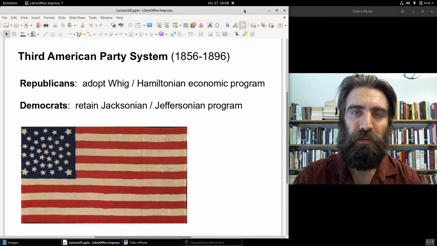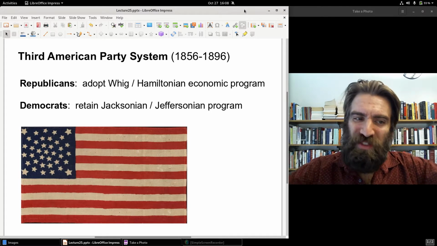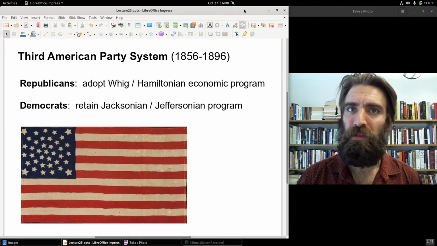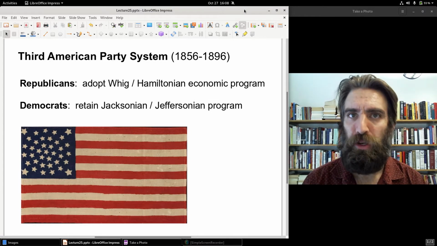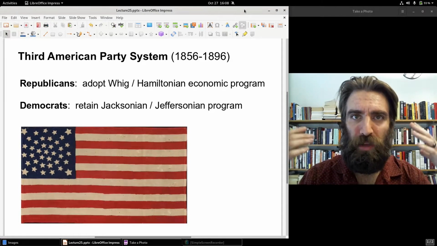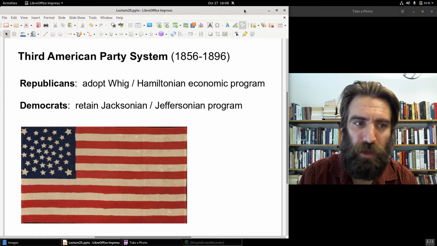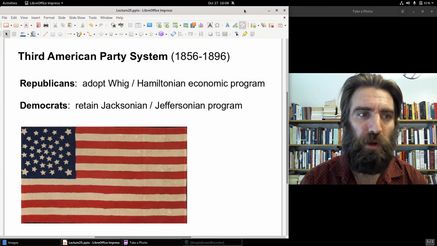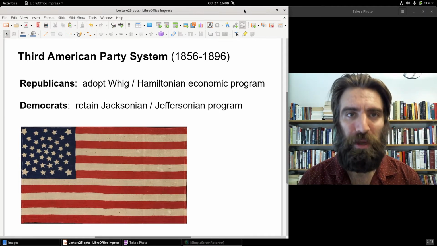All right, in 1856, the Whig Party disintegrated, disappeared. One of the reasons why the Whig Party disappeared was they were unable to speak to the question of slavery. Slavery, by the mid-1850s, emerged as one of the hot-button issues. Not the only hot-button issue. Immigration was another one. But slavery was a really, really big one, and the Whigs just couldn't speak to it.